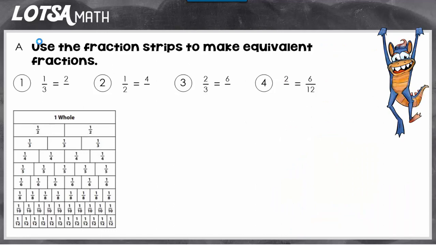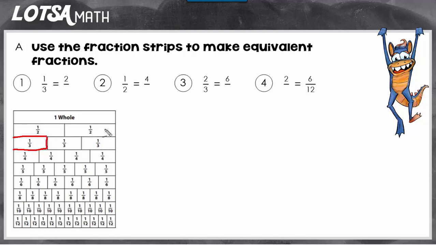On number 1, we have 1/3, and we want to know what fraction is equivalent or the same as 1/3. But the fraction we're looking for is going to take 2 pieces. So let's use this fraction strip model to help us see that. If we have 1/3, it is going to take up this much space from the beginning to there. Well, we need to think about what type of piece will it take 2 to get to the same spot?